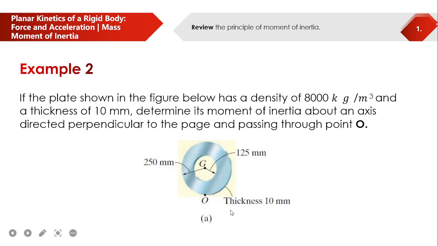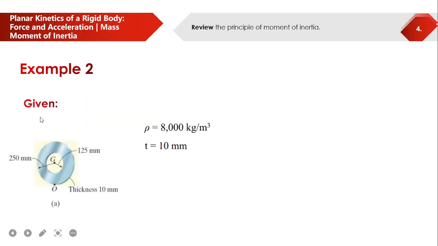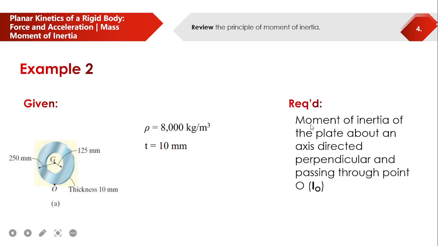Okay, how to solve the moment of inertia of the plate. So, ito yung given: the plate's density is 8,000 kilograms per cubic meter and the thickness is 10 mm. And the required of the problem is the moment of inertia of the plate about an axis directed perpendicular and passing through the point O. Ilan yung moment of inertia niya at point O. So that's the problem.